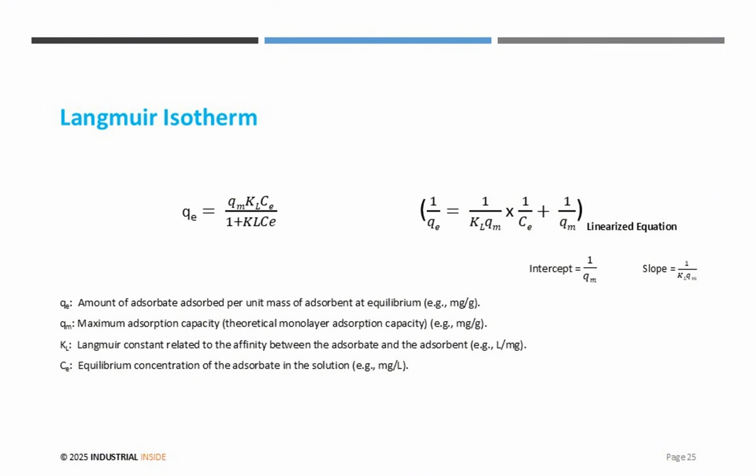The Langmuir isotherm can be expressed in linear form to calculate key adsorption parameters. In this equation, Qe is the amount adsorbed per gram of adsorbent at equilibrium. Qm is the theoretical maximum adsorption capacity. KL is the Langmuir constant reflecting the affinity between adsorbate and adsorbent. Ce is the equilibrium concentration in the solution.